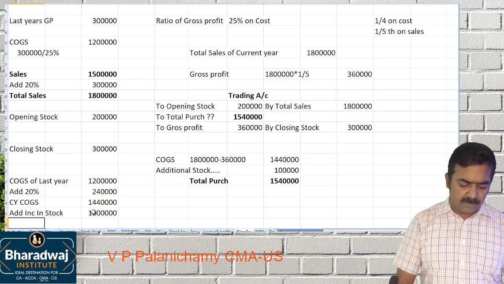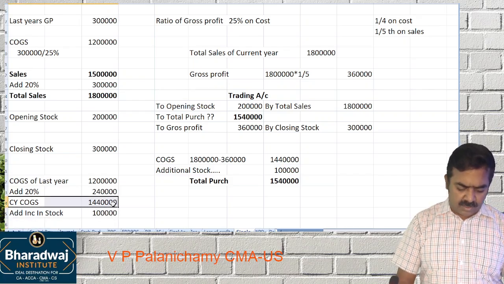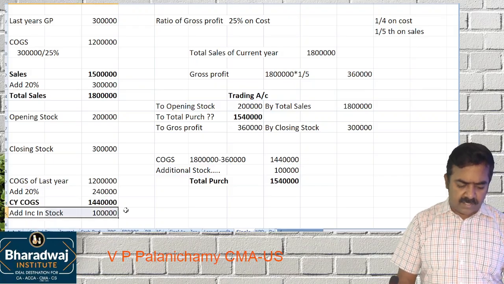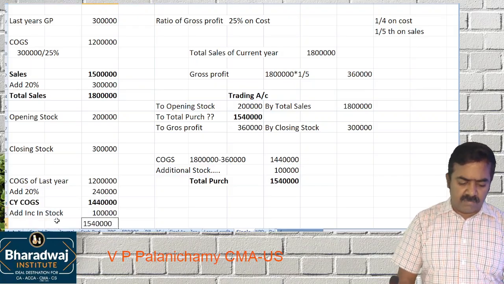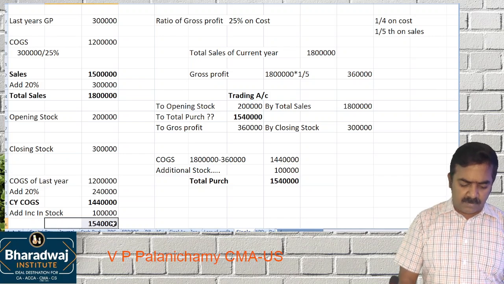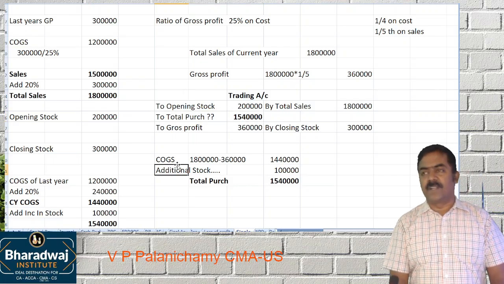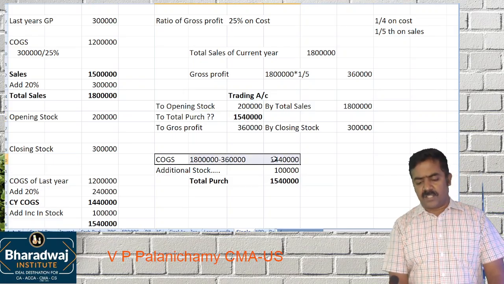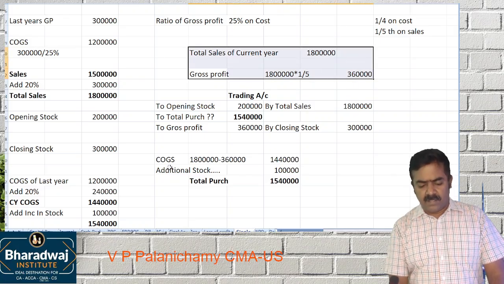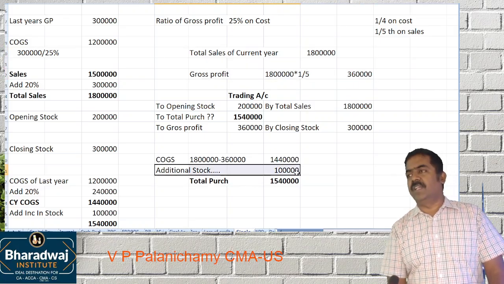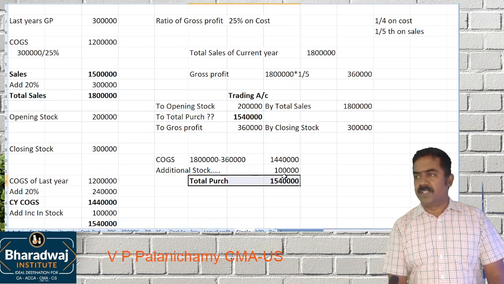14,40,000 is your current year cost of goods sold, plus 1 lakh increase in stock. It will also give you 15,40,000. There is no single way of solving a problem. There are multiple ways. You prepare the trading account and find out total purchases as the balancing figure, or you think logically: cost of goods sold of the current year is sales minus GP. We increase our stock level without purchasing. So we'll get total purchases.